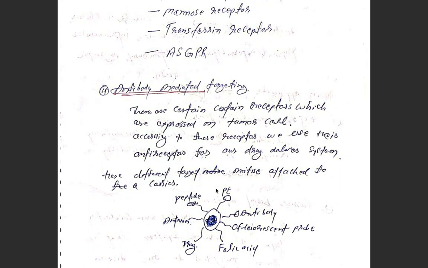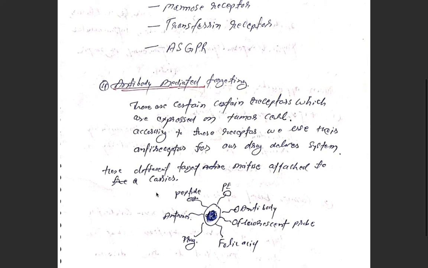Here are some different target moieties attached to the carrier. This is the carrier and these are the moieties. It could be a peptide, PEG, antibody, fluorescent probe, folic acid, drug, and so on. These can be different types. This is all about active targeting.